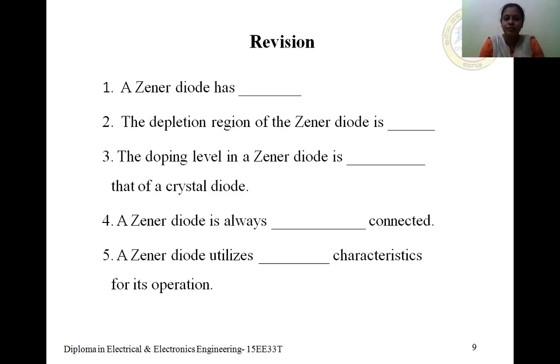Next, coming to the fifth question: a Zener diode utilizes dash characteristics for its operation. Normally the Zener diode has two characteristics, forward biased characteristics and reverse biased characteristics. For its operation, the Zener diode utilizes the reverse biased characteristics. The answer for the fifth question is reverse biased.